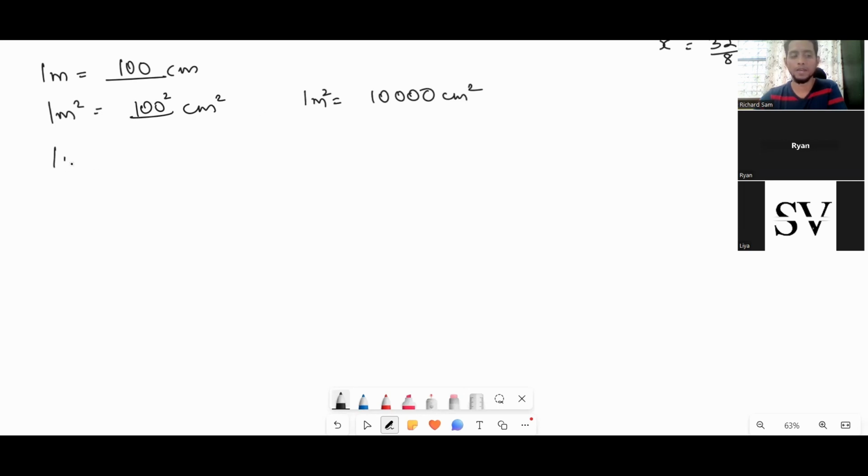Okay. And 1 meter cube will be how many centimeter cube? 100 cube. So 1 meter cube is equal to 100 cube. It means how many zeros? Six zeros. Correct. When you multiply 100 into 100 into 100, so six zeros. What is this number? 10 lakh. Understood the conversions? Now you need these conversions for this chapter.